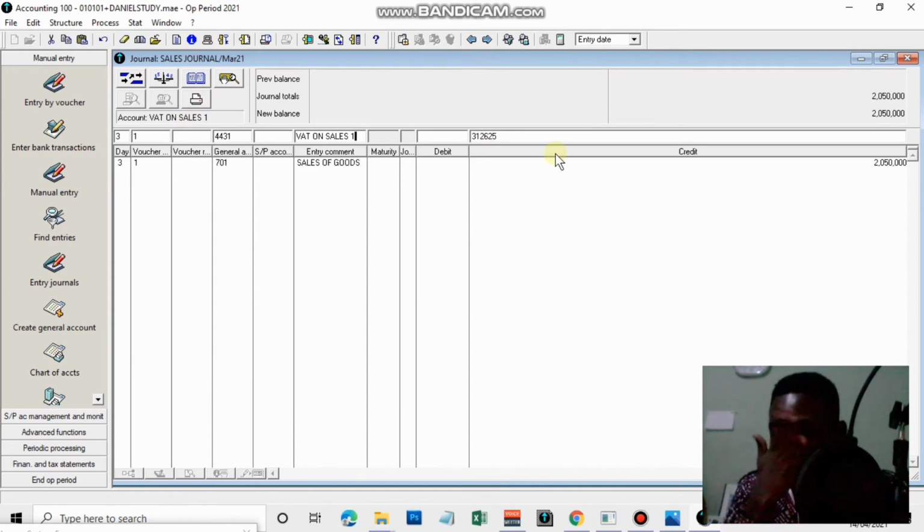That means 312,625, 312,625. So press the enter key. It's going to directly record here and balance up. Don't even change the date, just allow the voucher. You come here now. What was the last one?